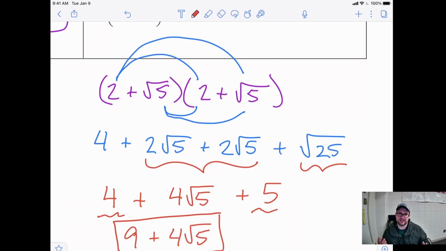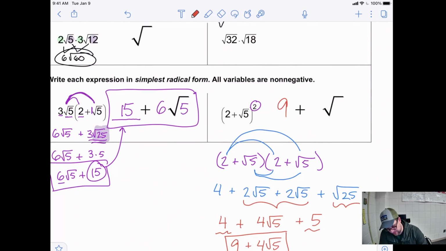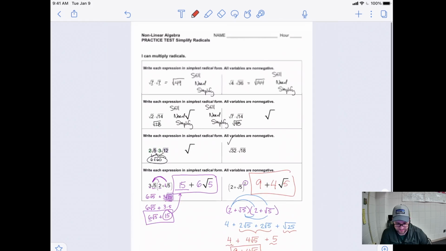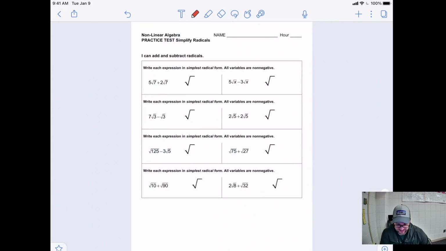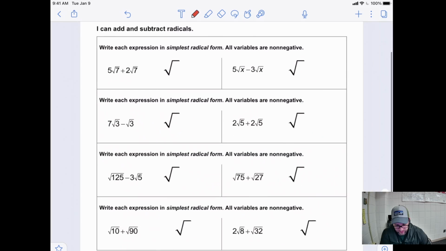We can't force that together. We can't combine it anymore. This is it. So in this situation, I'm going to put my 9 out front again. Then I have a 4 square roots of 5, making that our final. Nice job. Last part of your test is going to be on how we add radicals.